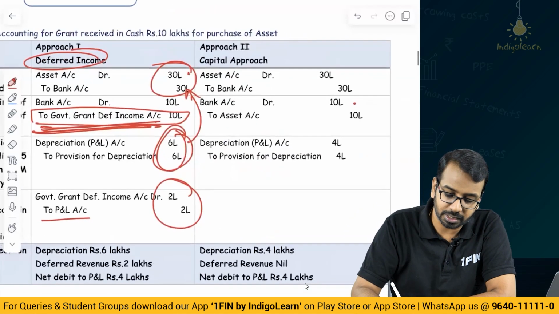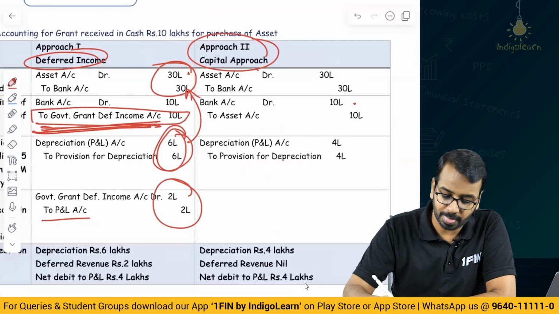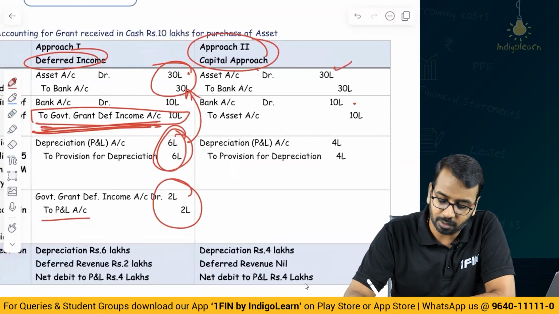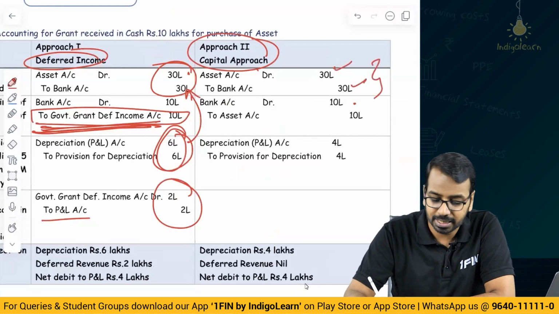If it is following the approach of reduction from the cost, then you will debit it to asset account, credit to bank account for the purchase.